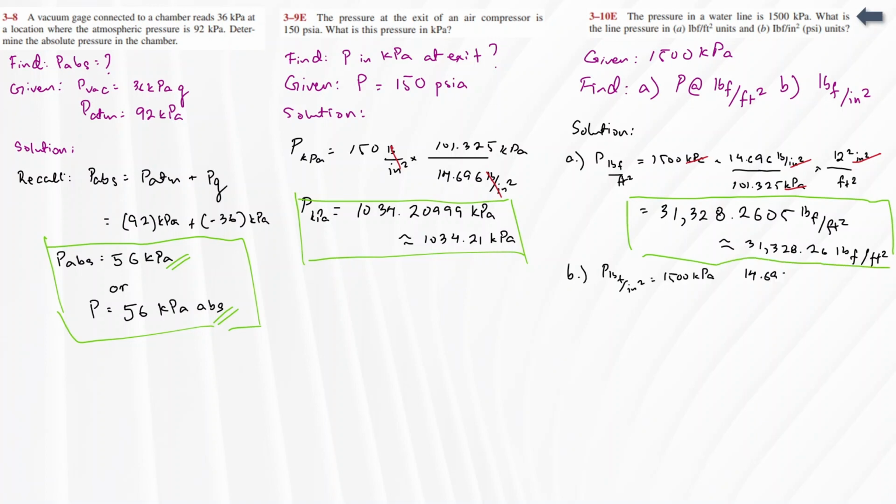And then the following, converted to pounds per inch squared. So essentially the same process, minus the conversion of inch squared to feet squared. So we have 217.56 pounds per square inch, PSI. That's pretty much the basic thing about conversion.